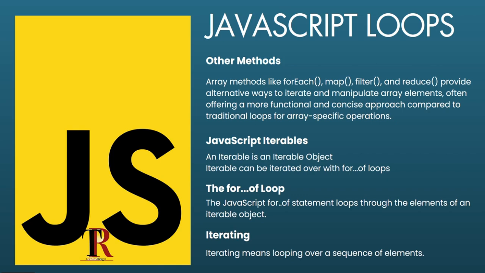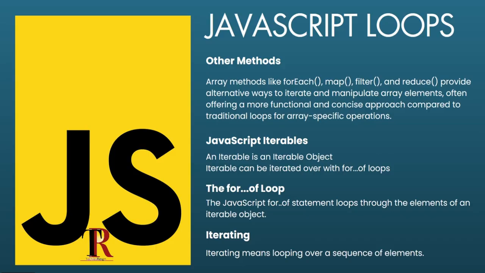Now, aside from what we've discussed about the for, the while, the do while, the for in, and the for of loop, there are other ways through which you can iterate over your objects, arrays, or whatever. We have other methods that also allow the properties of your object to be iterated over. So we have other array methods like forEach, the map method, the filter method, and the reduce method. These methods provide alternative ways to iterate and manipulate array elements.